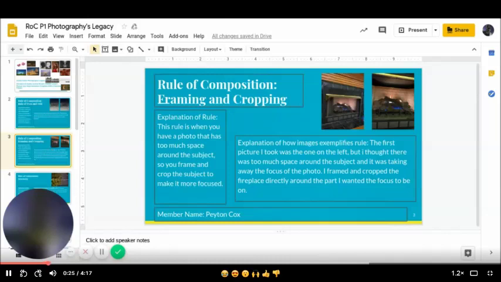The rule of framing and cropping is when you have a photo that has too much space around the subject, so you frame and crop the subject to make it more focused. The first picture I took was the one on the left, but I thought there was too much space around the subject and it was taking away the focus of the photo. I framed and cropped the fireplace directly around the part I wanted the focus to be on.